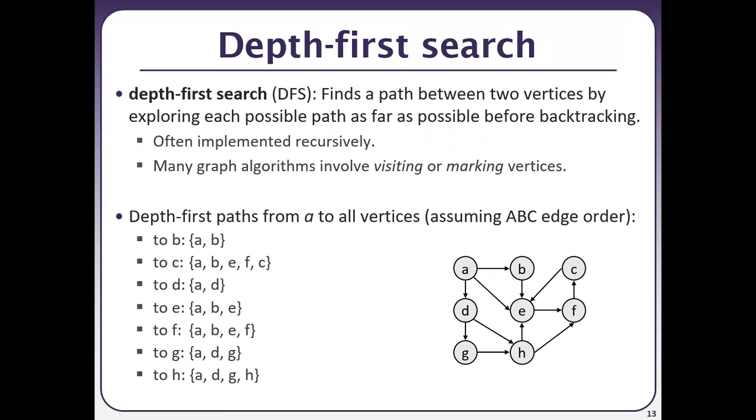For graph traversal, we have two types of traversal, depth first traversal and breadth first traversal. In depth first search, we find the path between the vertices by exploring each possible path as far as possible before backtracking. I will explain with an example, then this definition will be easy for you to understand.